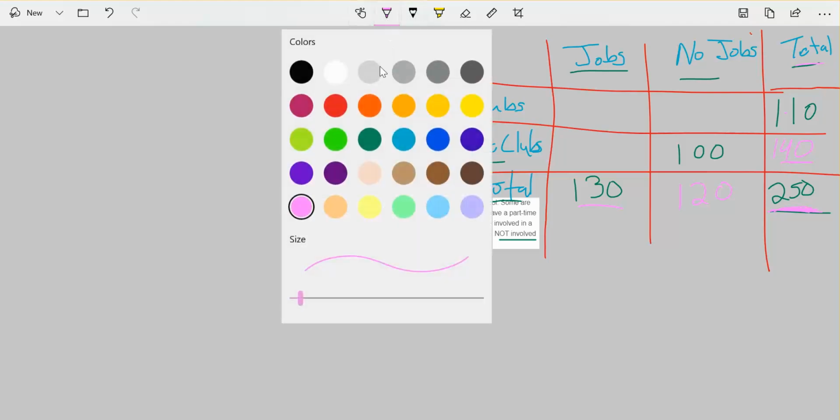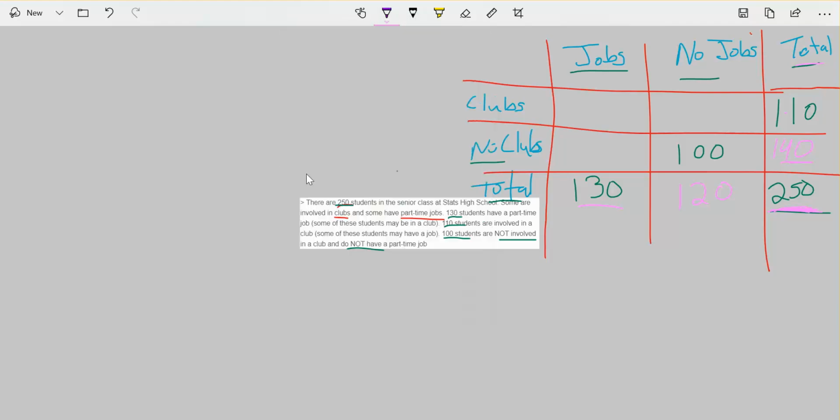Okay, so let's keep working our way in. So now I go, okay, well, 140 total are not in clubs. 100 of those do not have jobs. That means 40 of the ones that are not in a club have to have a job. And then I can say, well, I have 120 students who don't have jobs. 100 of those are also not in a club. That means 20 of the students who don't have jobs are in clubs.